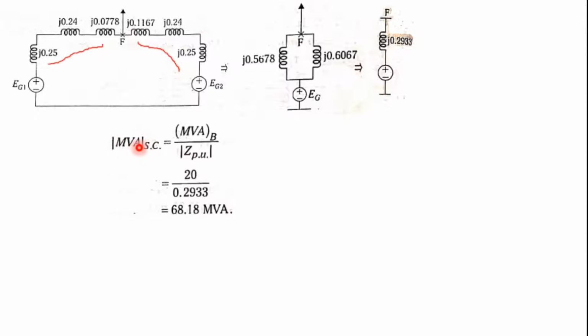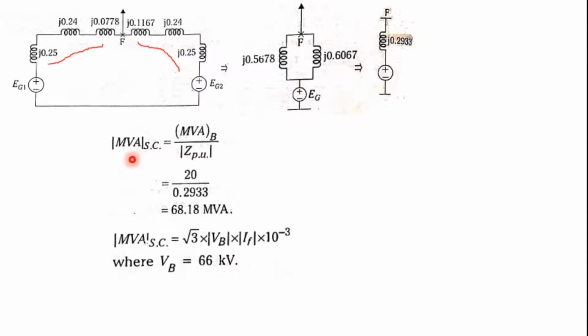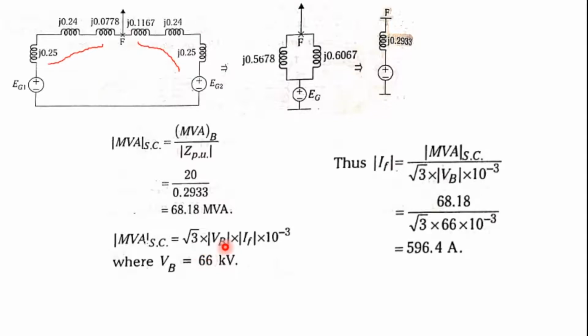In the earlier problem we were supposed to get the sum of reactances for the circuit breaker. Now we are finding the fault current which is required. We also know, from the derivation we have done, that MVA short circuit is equal to root 3 into V base into I, into 10 to the power of minus 3. The base voltage is 66, which we got from the transmission line. That is the base value of the voltage.